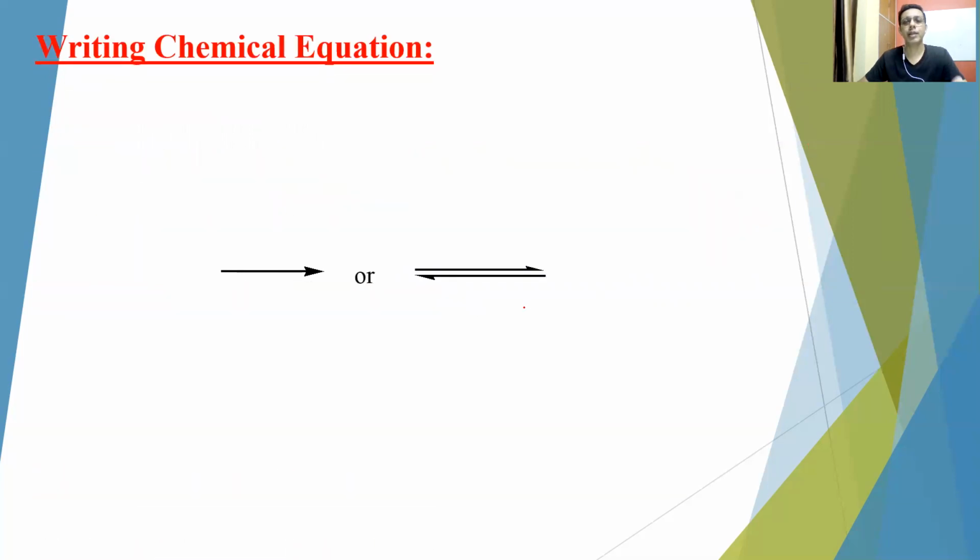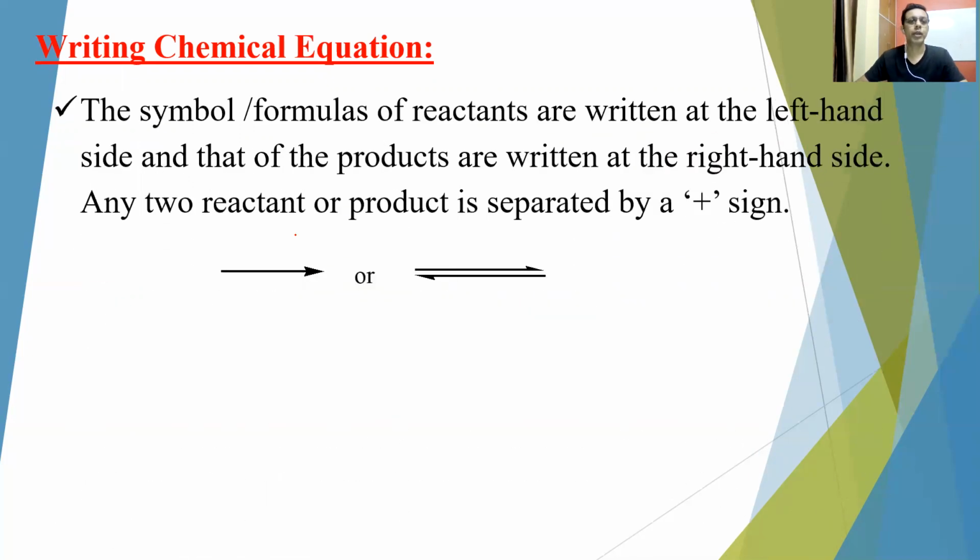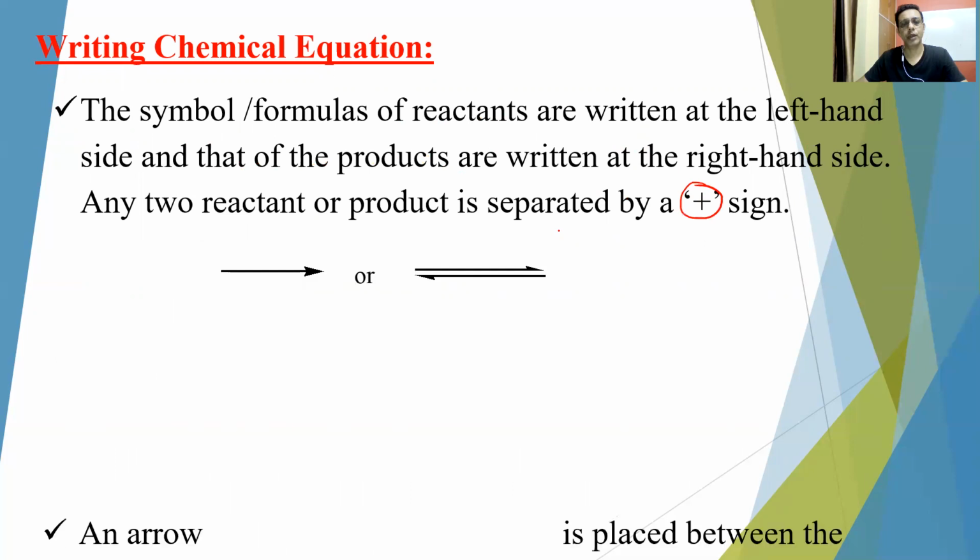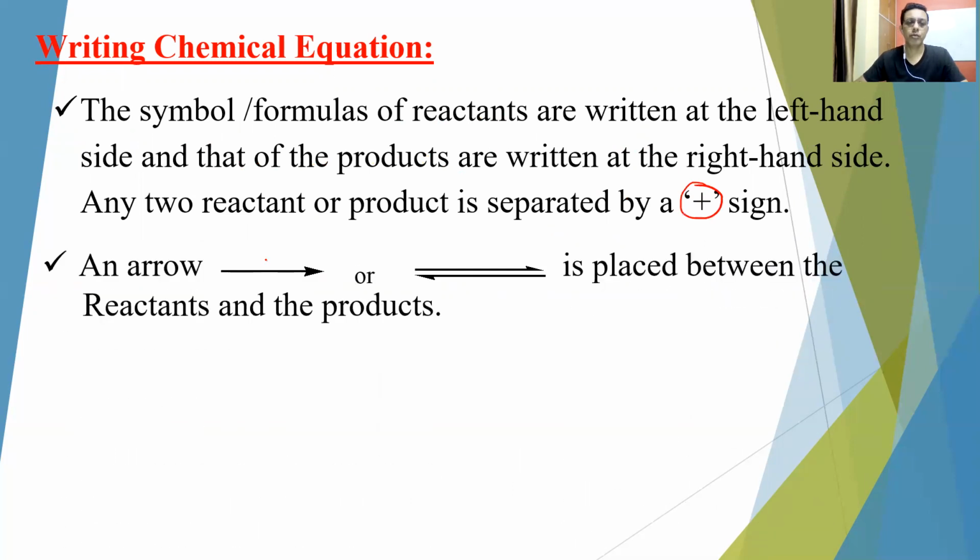Now, how to write the chemical reaction? Although I've written the reaction, these things you should know. The symbols and formulas of the reactants are written on the left-hand side, and those of the products are written on the right-hand side. So on the left-hand side we write the reactants, and on the right-hand side we write the products. When we have more than one reactant or more than one product, they are separated by a plus sign between them. An arrow like this or like this is placed between the reactant and the product.